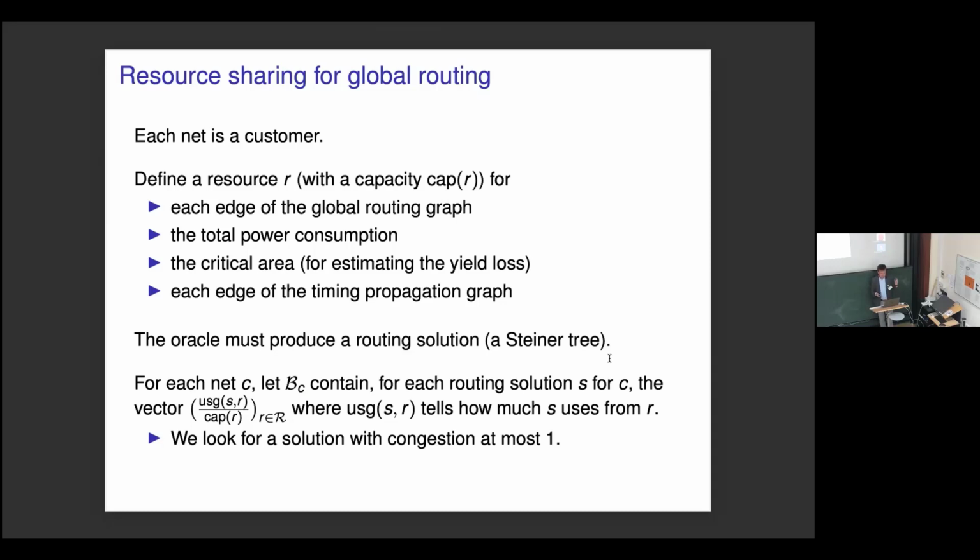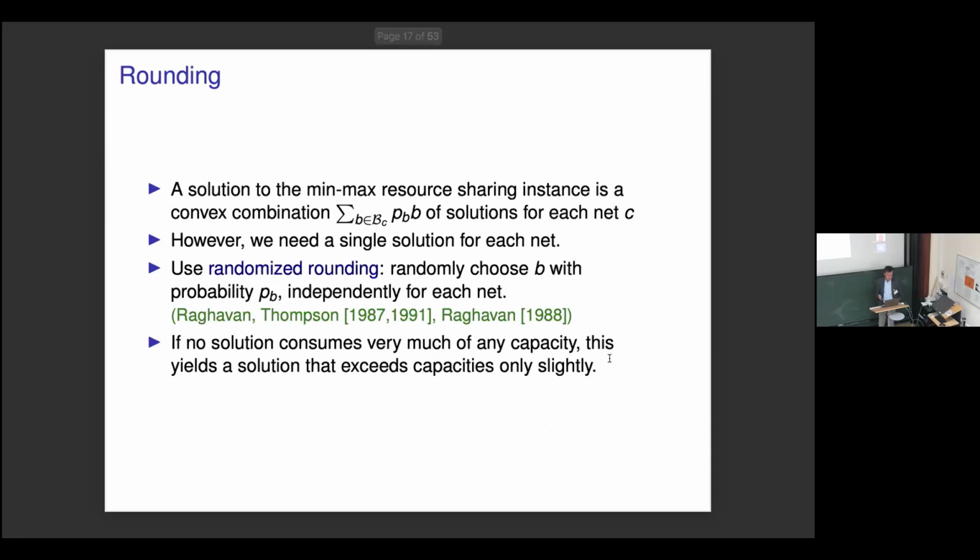Maybe we can choose the wire width also, and that can come into play. And then we look for a solution of congestion at most 1. In the end, of course, we need an integer solution. We need one solution, not a convex combination of Steiner trees, but one Steiner tree. So we do the simplest possible thing, just randomized rounding a la Raghavan-Thompson. And that works pretty well. And at a few places, you can even explain why it works well. And at very few places, it might not work so well. You do some local fix-up.